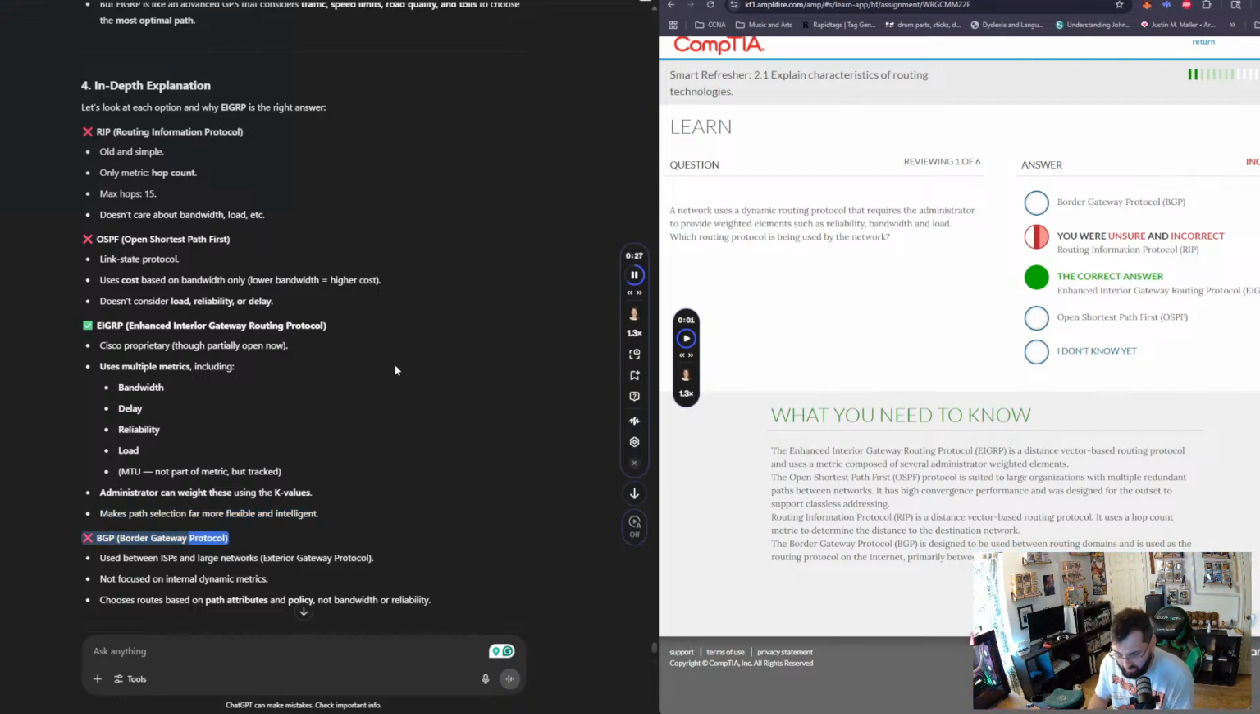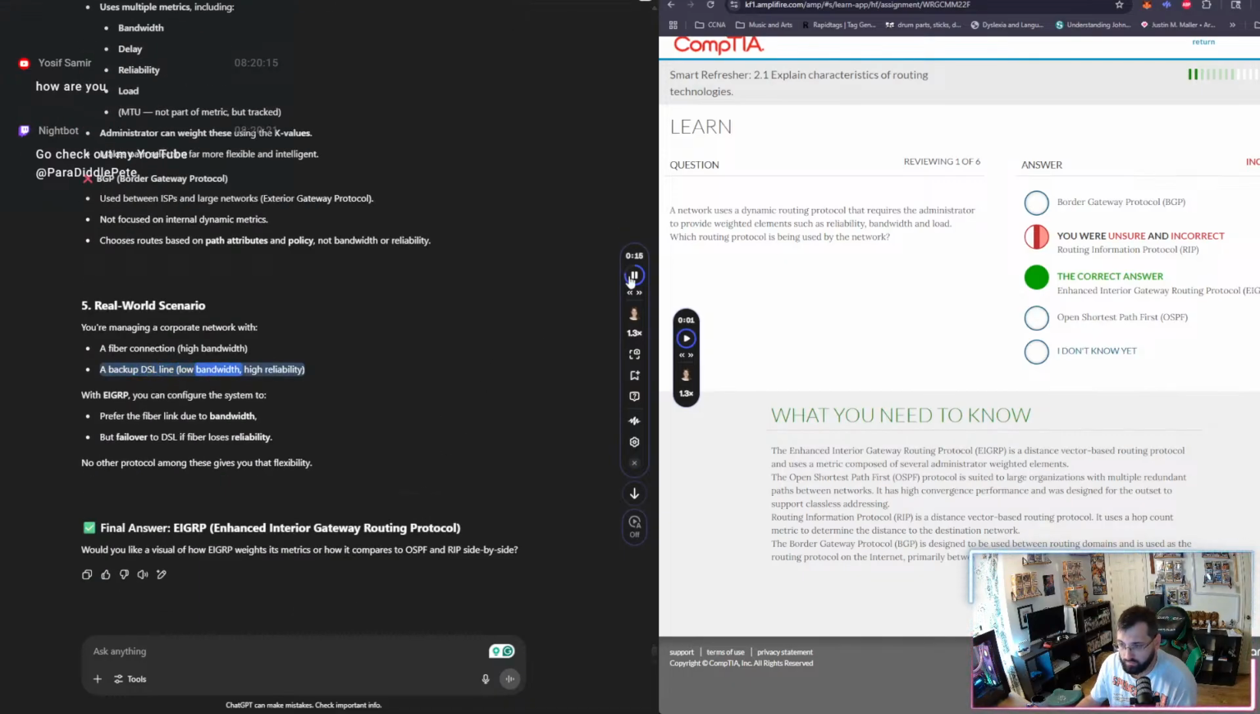BGP, Border Gateway Protocol, used between ISPs and large networks. Exterior Gateway Protocol, not focused on internal dynamic metrics, chooses routes based on path attributes and policy, not bandwidth or reliability. 5. Real-world scenario. You're managing a corporate network with a fiber connection, high bandwidth, and a backup DSL line, low bandwidth, high reliability. With EIGRP, you can configure the system to prefer the fiber link due to bandwidth, but fail over to DSL if fiber loses reliability. No other protocol among these gives you that flexibility. Final answer.